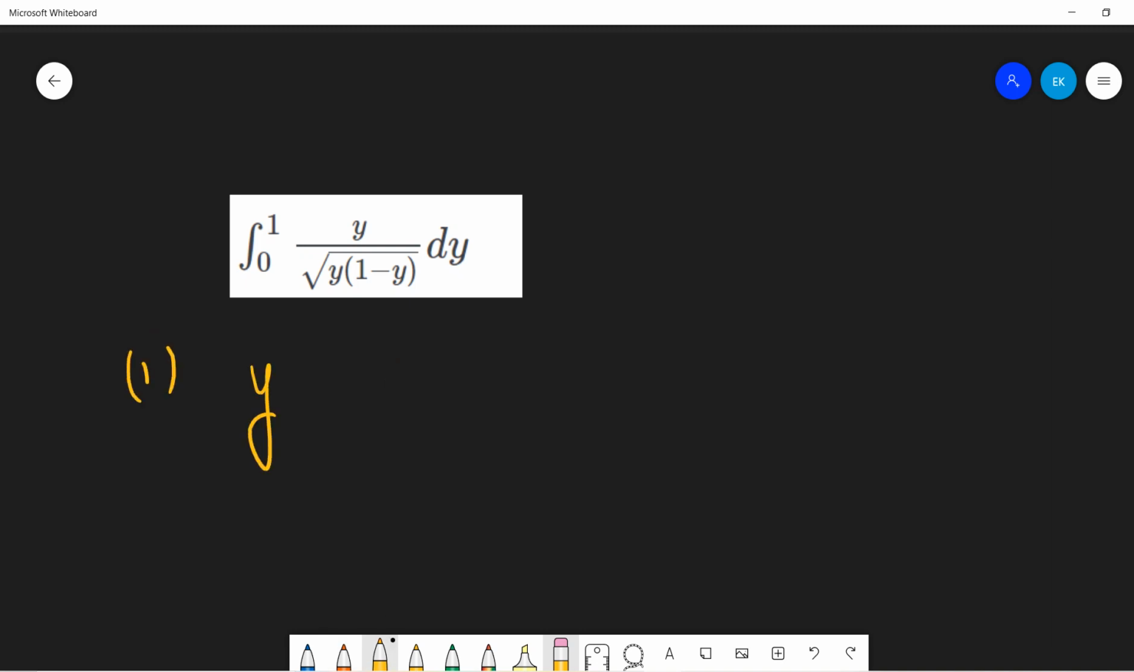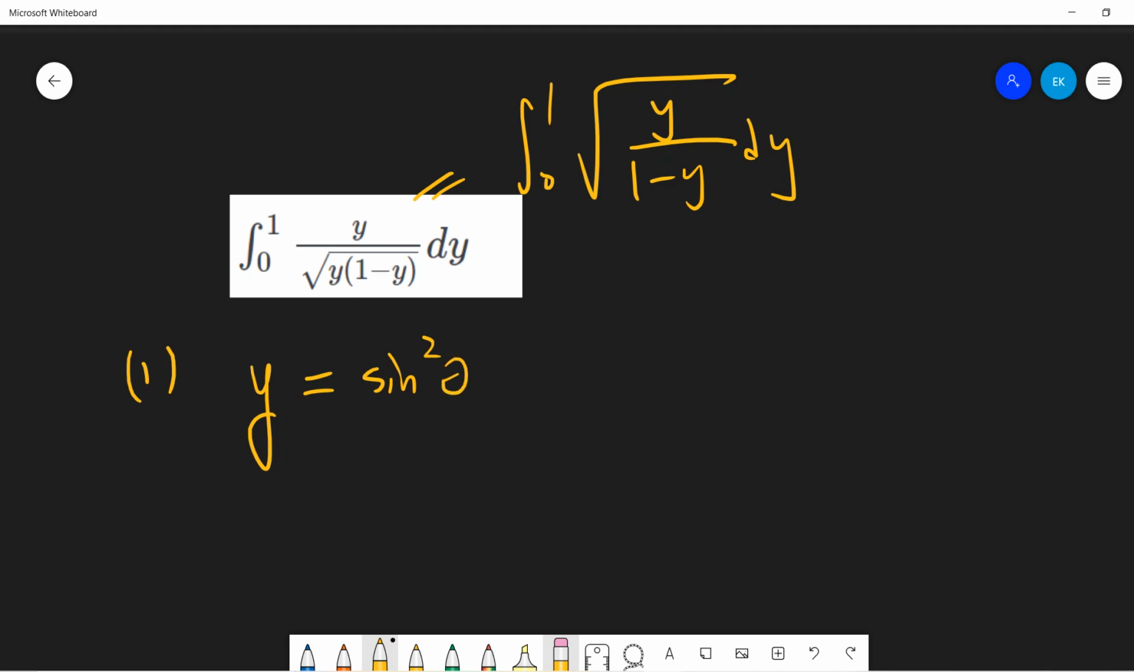Let's see the first idea. The first idea is the standard way. This is the standard square root, and then you have 1 minus y. So the standard idea is that you may guess y equals sine squared. Notice that y is from 0 to 1, so sine squared makes sense.